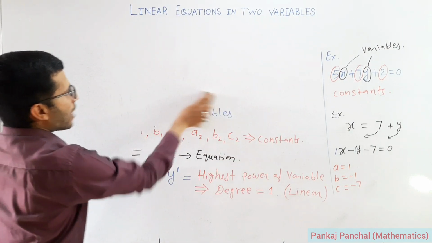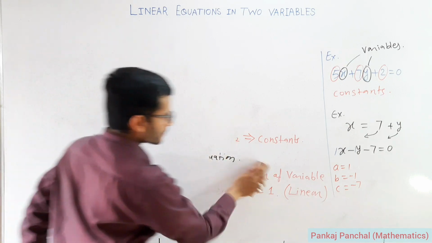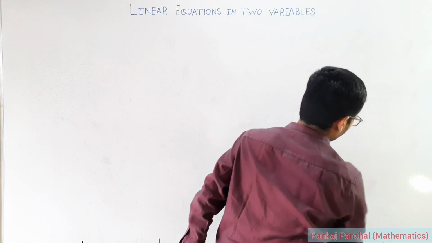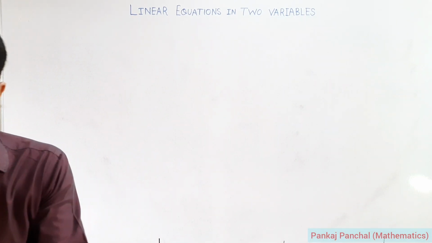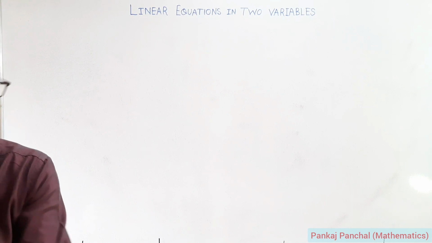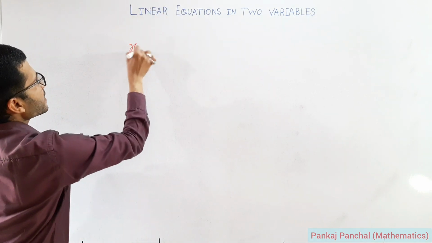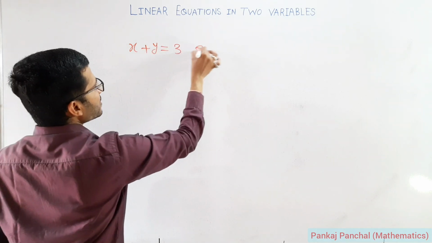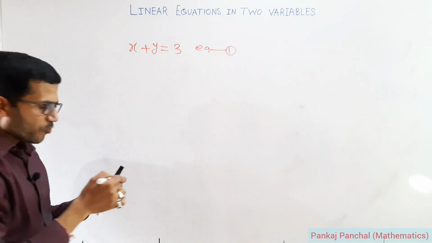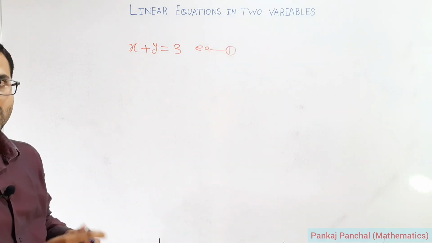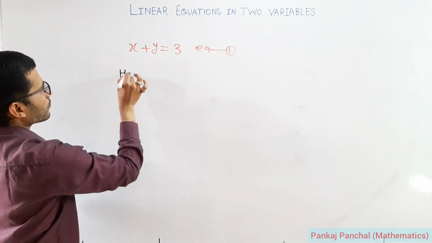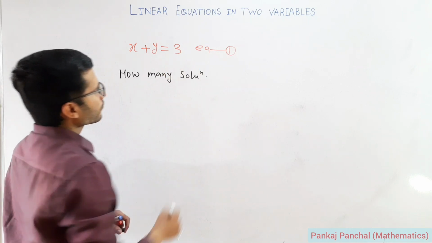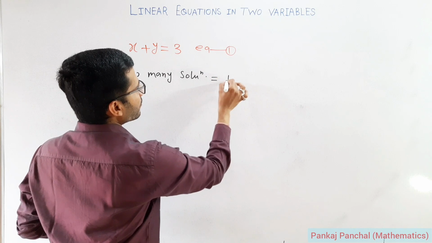Now look at how to solve a linear equation in 2 variables. So I am taking one example. Suppose one equation is there, x plus y is equal to 3. This is our equation 1. Now how many solutions does this equation contain? So there are infinite solutions.